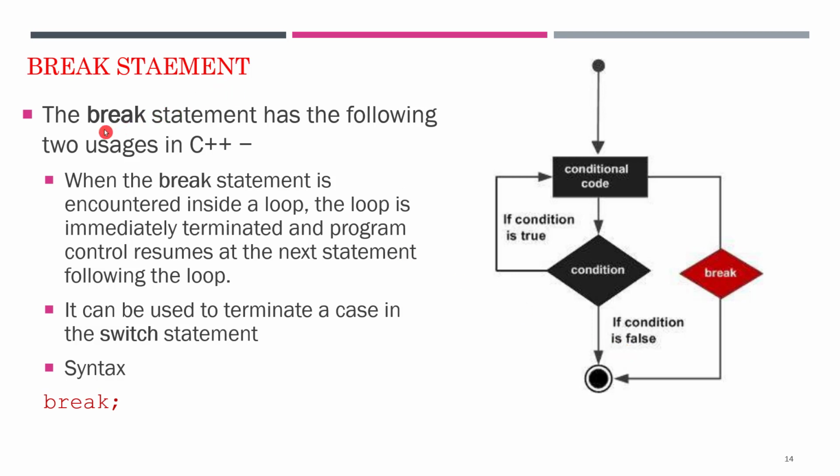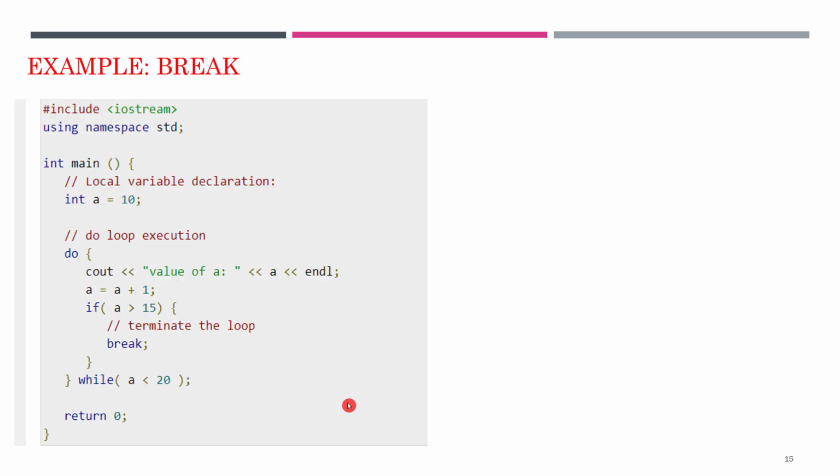Let's see that. The break statement has the following two usages in C++. When the break statement is encountered inside a loop, the loop is immediately terminated and the program control resumes at the next statement following the loop. It can be used to terminate a case in a switch statement. The syntax is break. This is the syntax which I use in the C++ program.